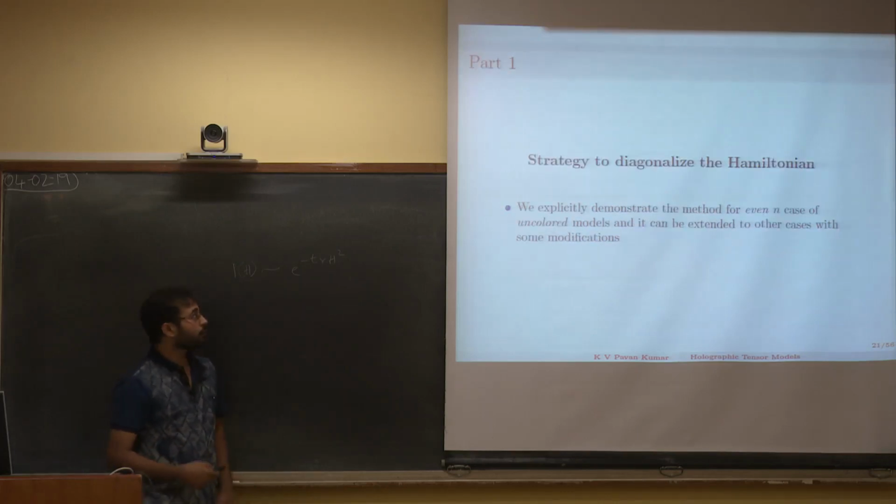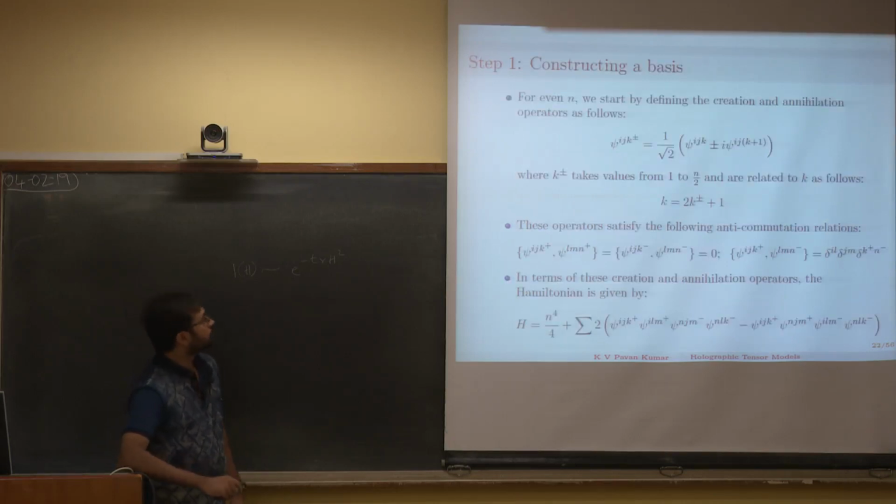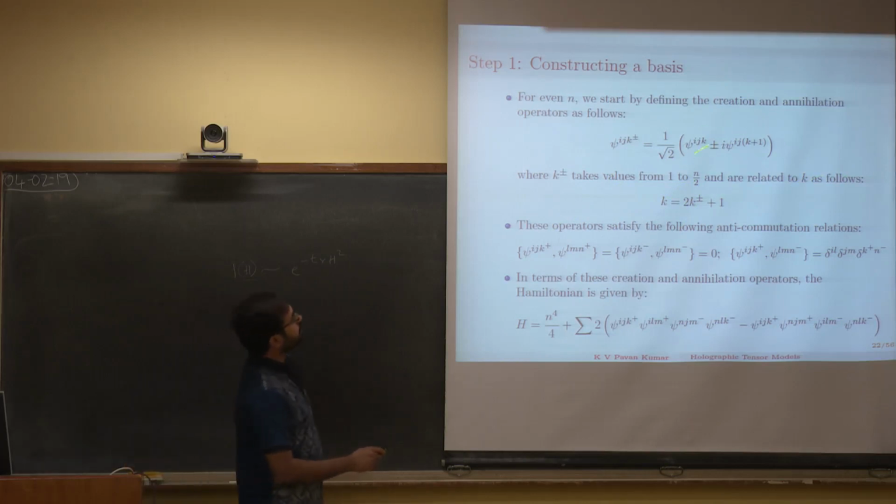Now we move to the main part of the talk. As the first step, we'll propose a strategy to diagonalize the Hamiltonian, and we demonstrate this method for the even n case and for uncolored models. It can be extended to other models via some modifications. The first step to finding the eigenstates is to construct a basis. We first define the creation and annihilation operators as this, where k plus or minus takes values from 1 to n/2 and is related to k as follows. So k is always an odd integer, and this is always even.